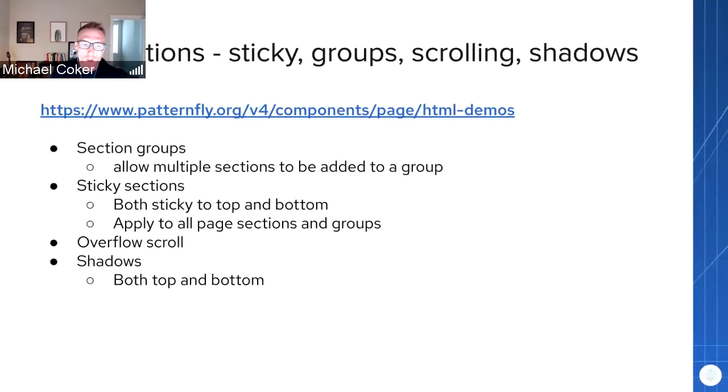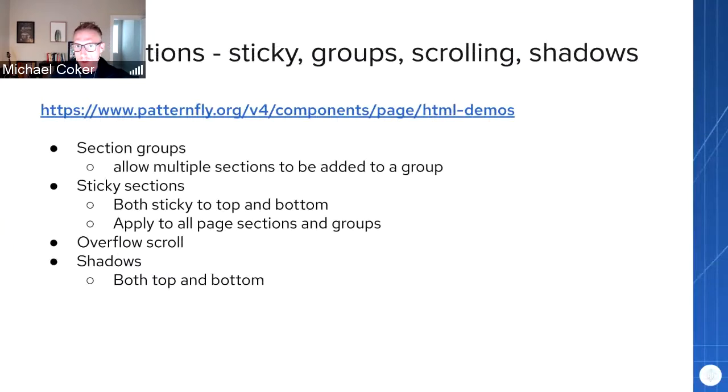And we've also added the ability to specify overflow scroll for a particular section. And so if you have overflow content that you want to scroll, instead of just causing the container to grow and push around elements that might be underneath it, you can apply this overflow scroll, and that content will scroll now. And then we've added the ability to specify top and bottom shadows.